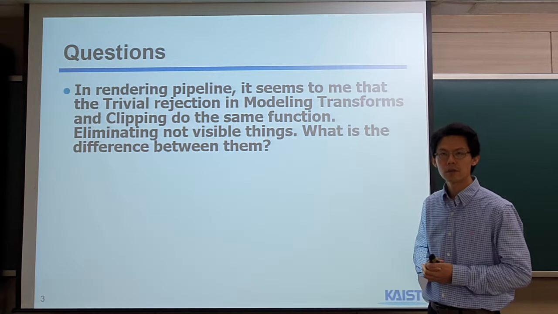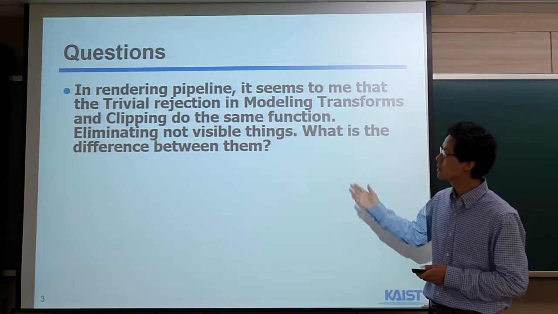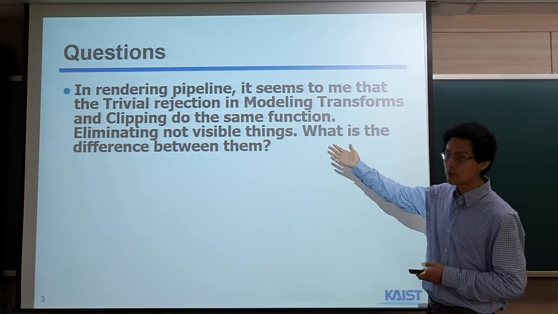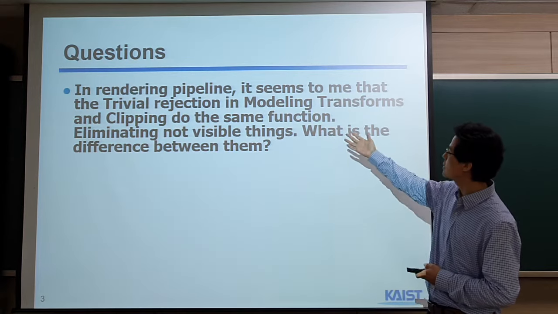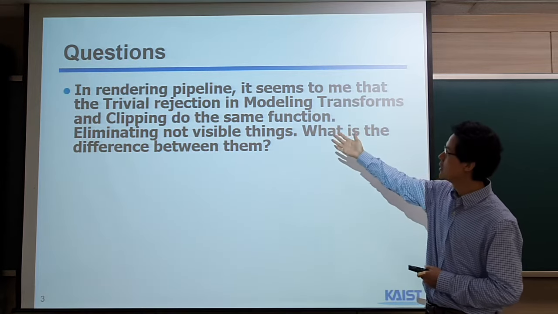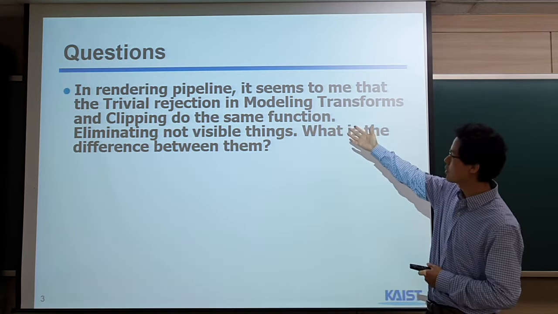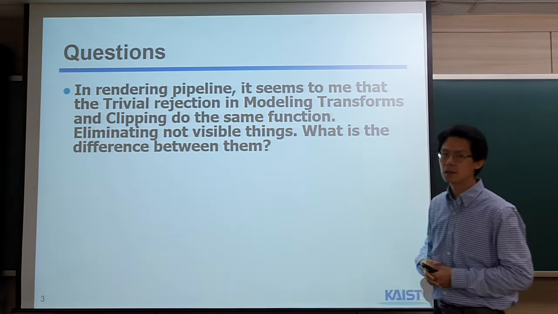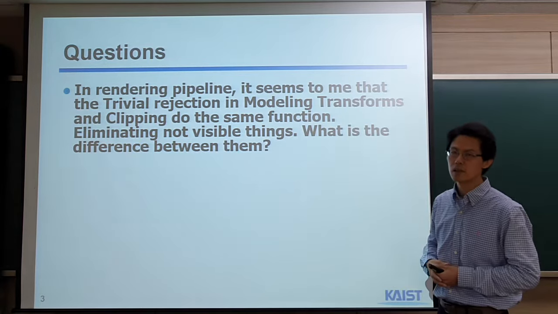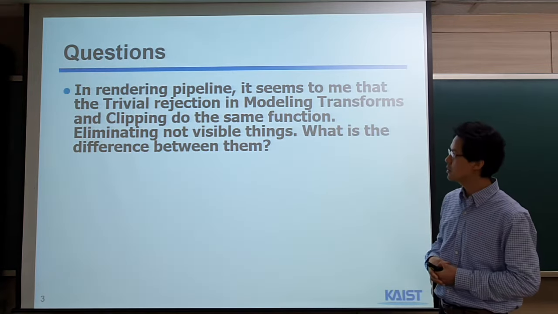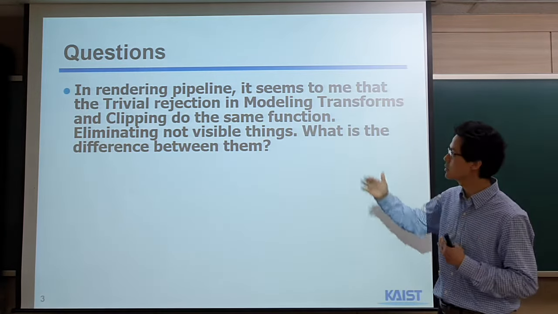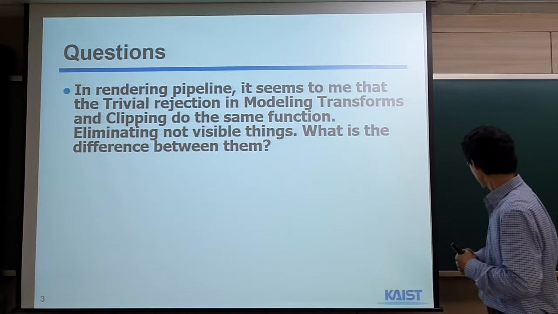Also, I went over your questions. I found this question. One of you mentioned that last time we talked about the rendering pipeline, right? It seems to him or her that trivial rejection and the modeling transformations are also very similar to clipping. I think that these are quite valid observations. Actually, there is a certain difference between trivial rejection and clipping.